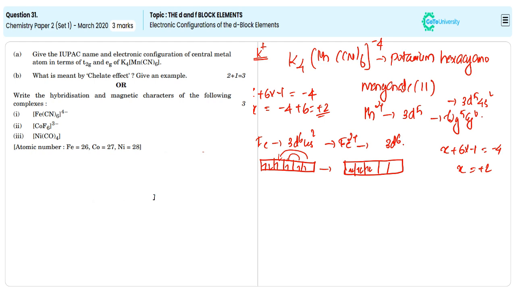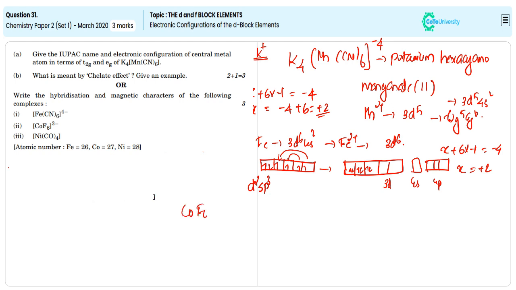When the CN- ions come, 6 ligands are there, so we need 6 vacant orbitals, but vacant d orbitals are not available. So we will use 2 3d orbitals, 1 4s orbital and 3 4p orbitals. So the hybridization is d2sp3 hybridization.